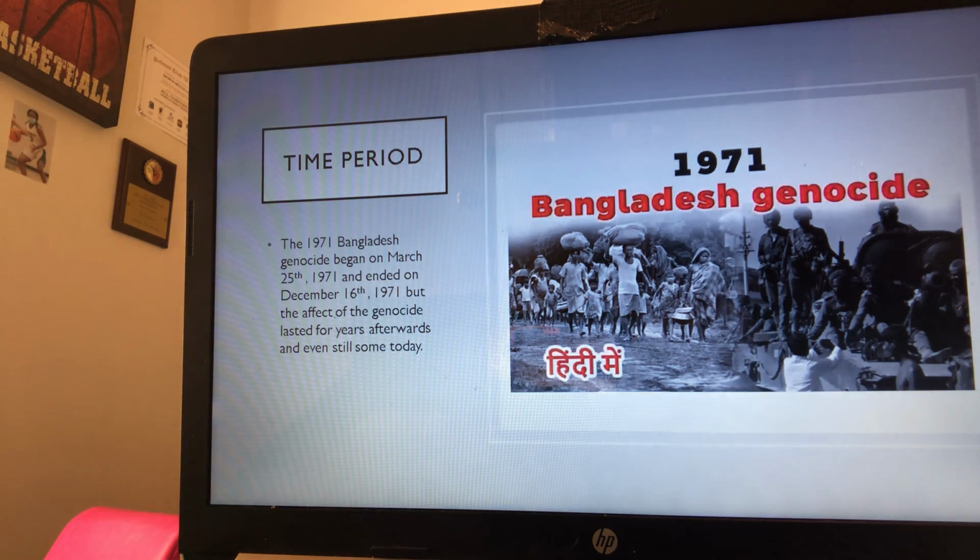Time period. The 1971 Bangladesh genocide began on March 25th, 1971, and ended on December 16th, 1971. But the effect of the genocide lasted for years afterwards and even still some today.